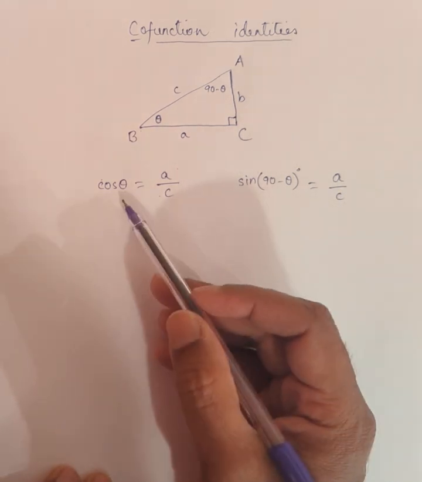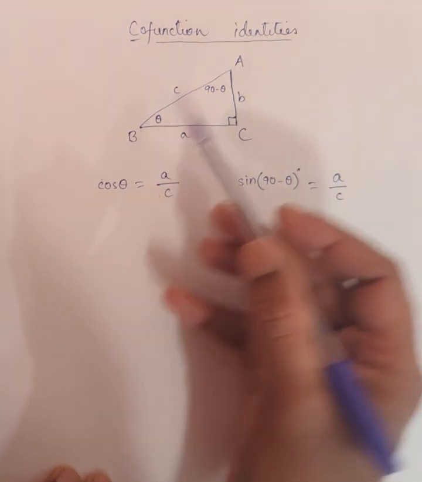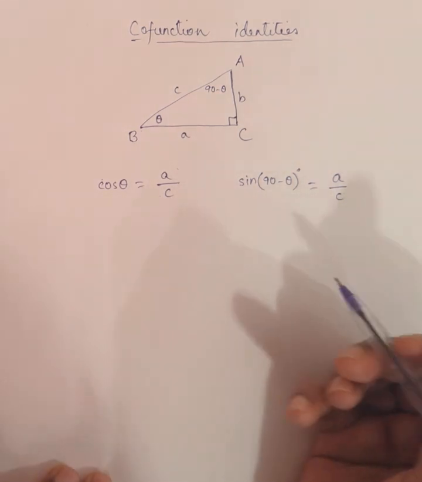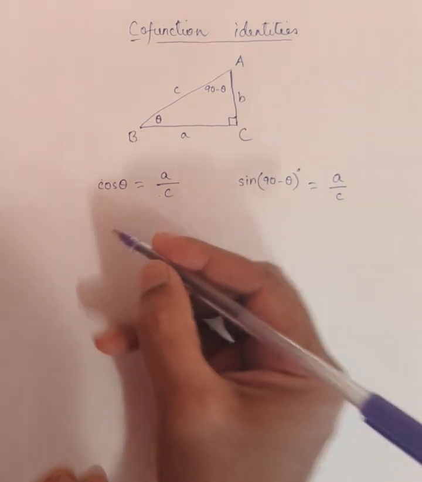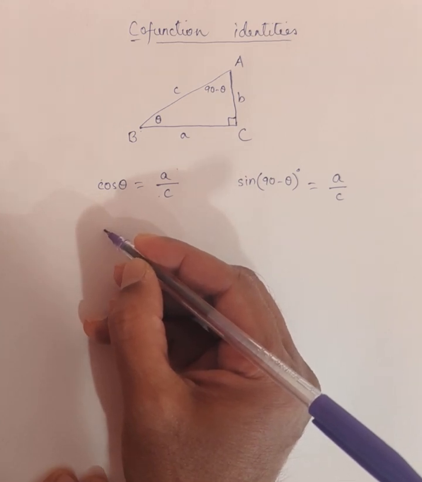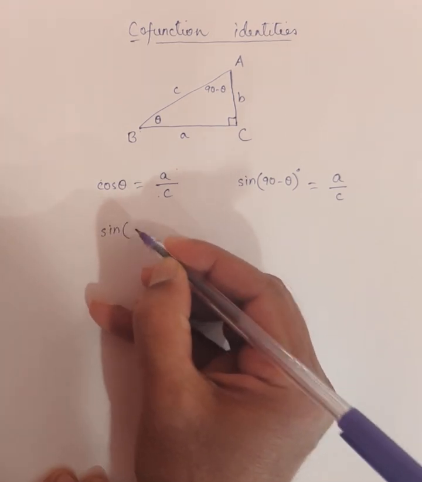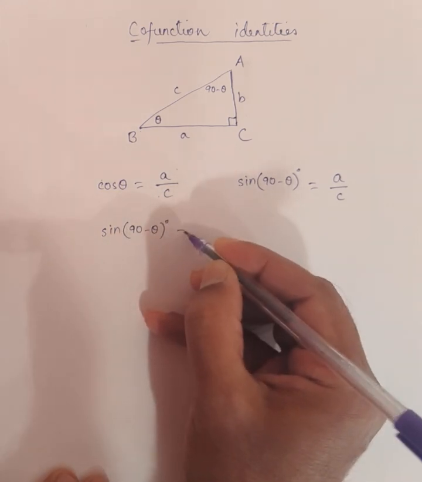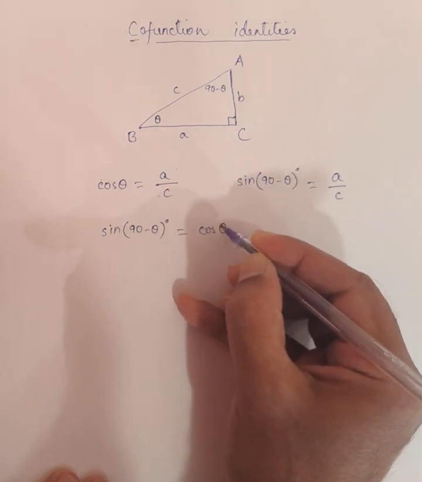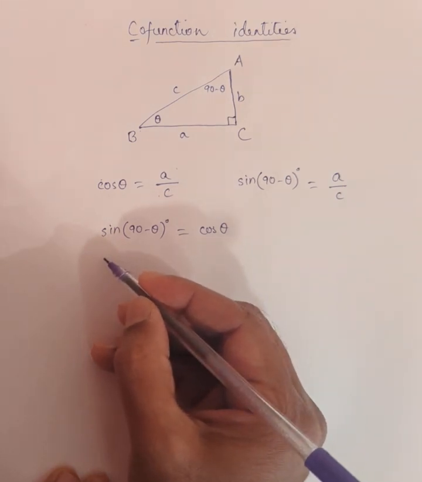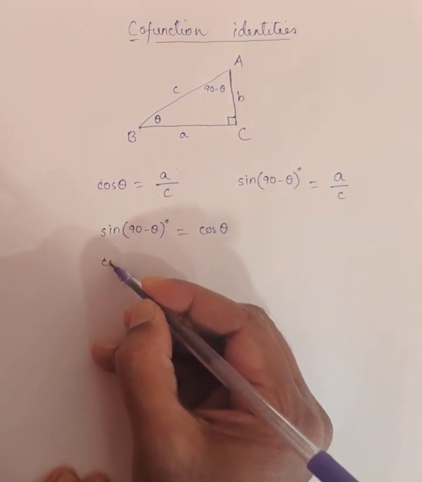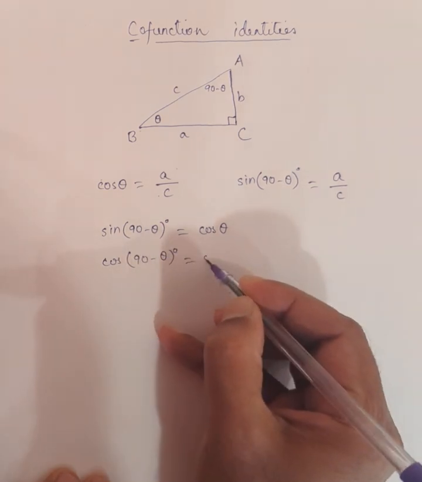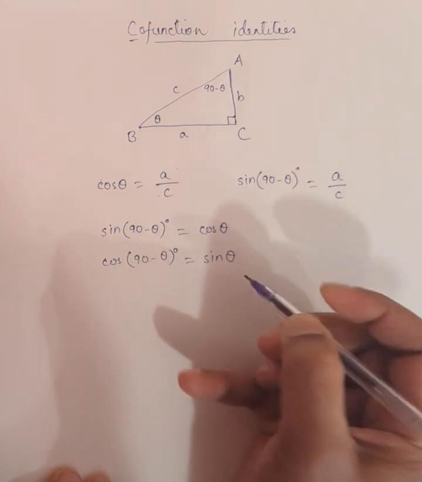And that's because whatever was adjacent to theta will be opposite to 90 minus theta, and they have the same denominator of hypotenuse. So we can write down this identity. Sine of 90 minus theta degrees equals cosine theta. And you can also write down cosine of 90 minus theta is equal to sine theta.